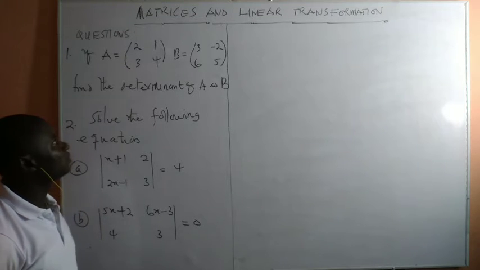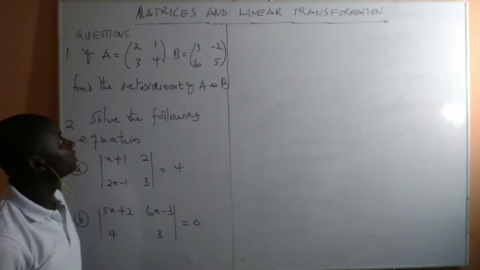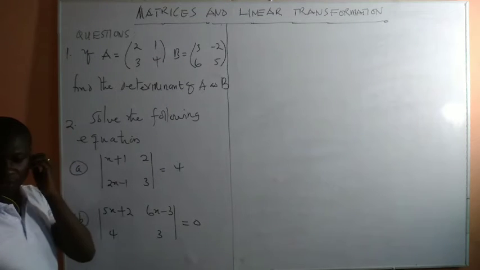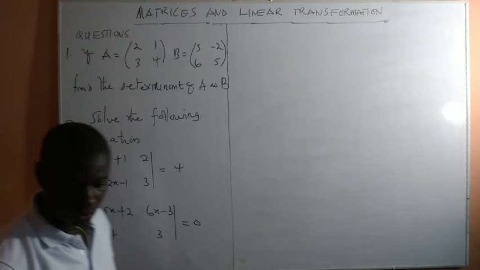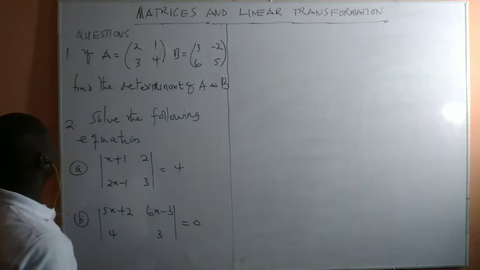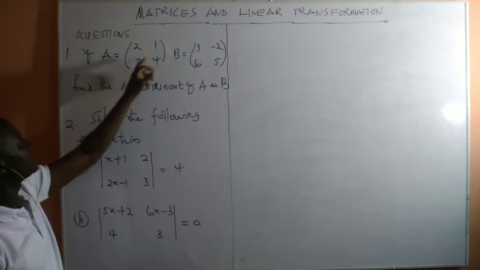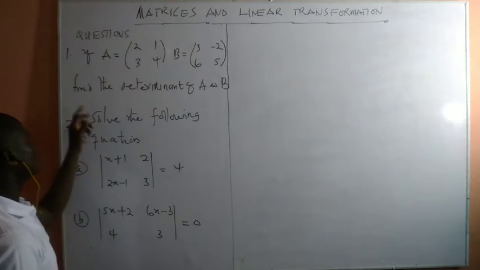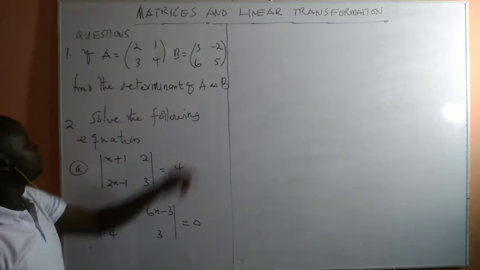On this particular episode, we are going to look at how best we can solve these particular questions we are given. We are given these two questions to solve. Question number 1: if A equals 2, 1, 3, 4, and B equals 3, minus 2, 6, 5, we have to find the determinant of A and B.